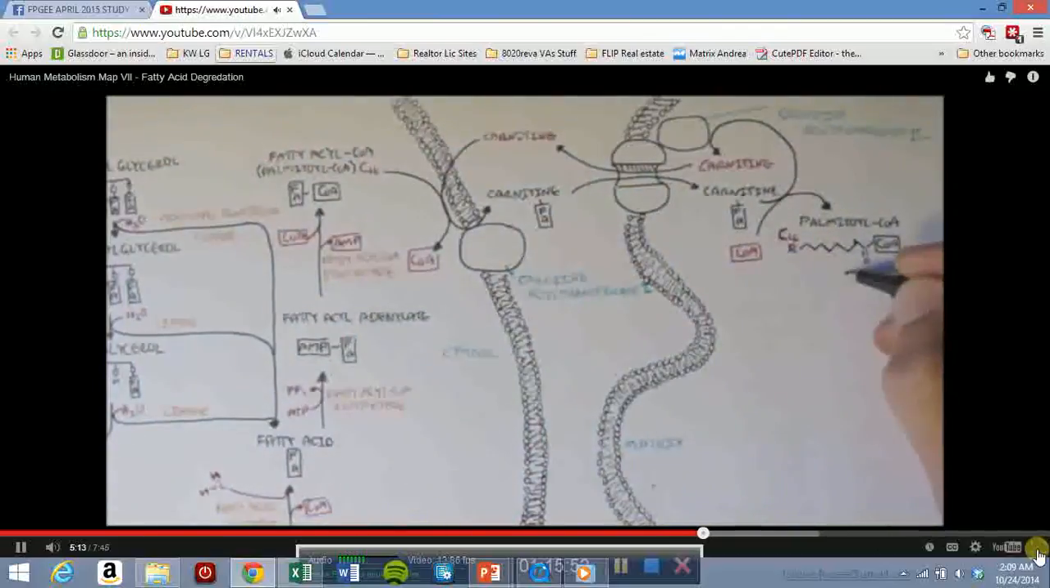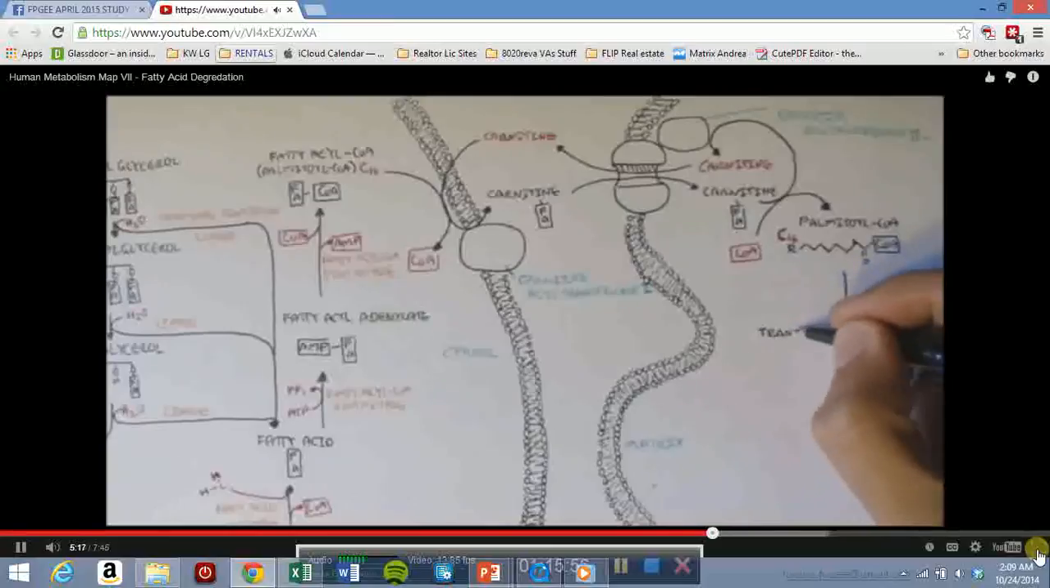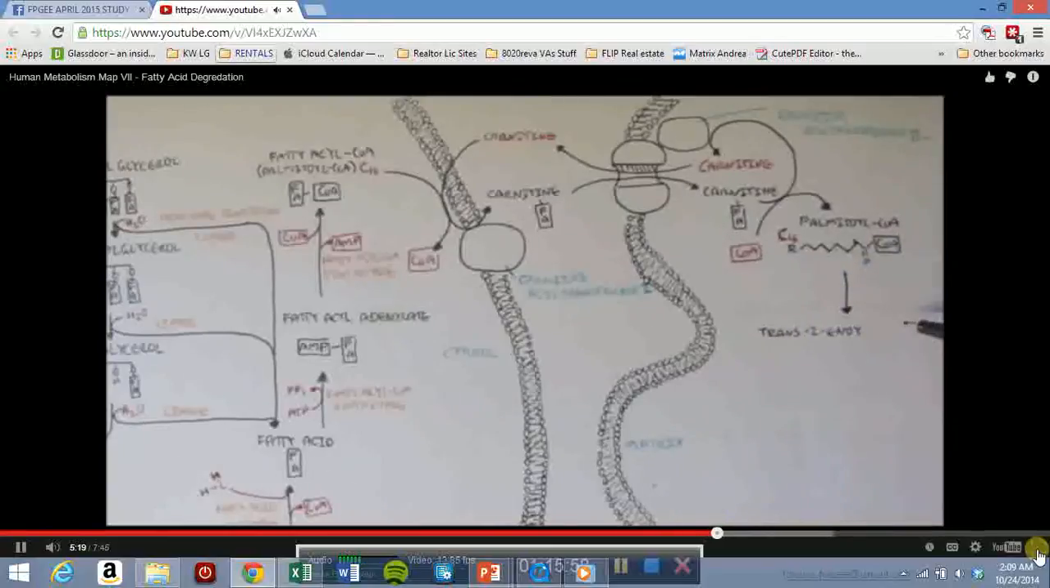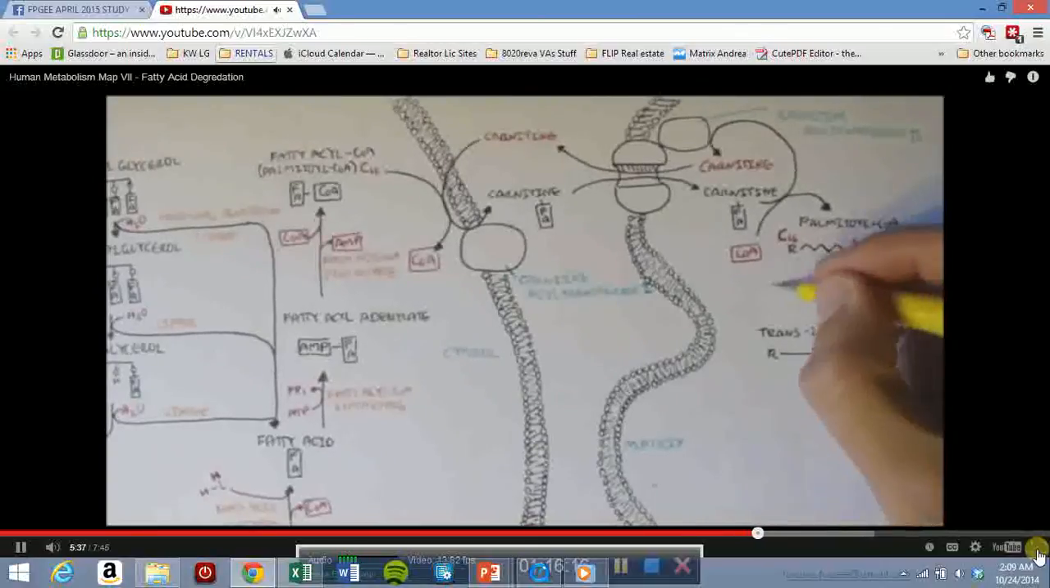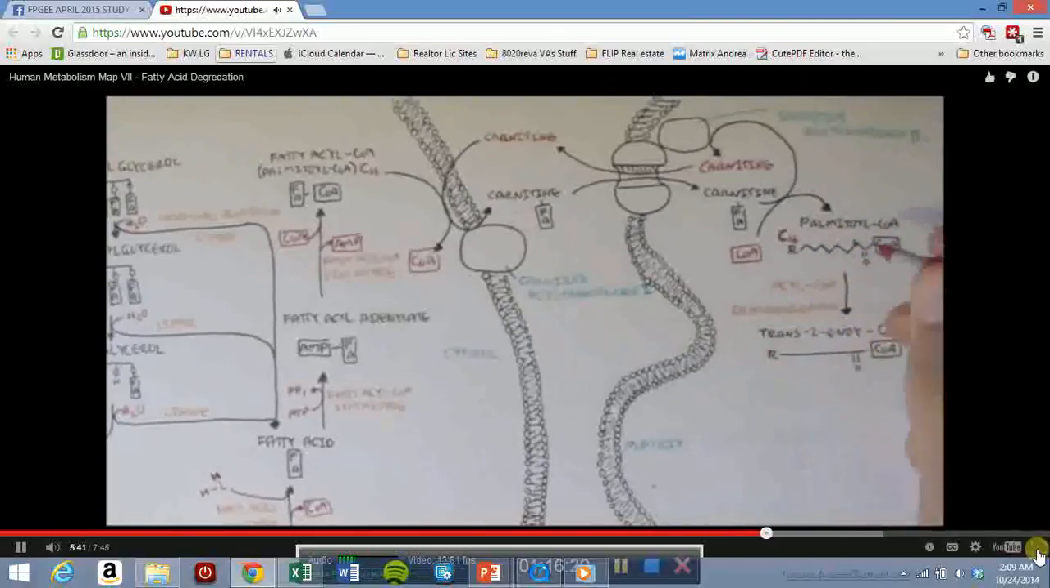We will start with palmitoyl-CoA. Just a point to make, fatty acid degradation is the reverse of synthesis. If you remember, synthesis was condensation, reduction, dehydration, and reduction again. Well, if we go backwards, it's oxidation, hydration, oxidation, and finally cleavage. Okay, so palmitoyl-CoA will oxidize first to trans-2-enoyl-CoA by the enzyme acyl-CoA dehydrogenase.